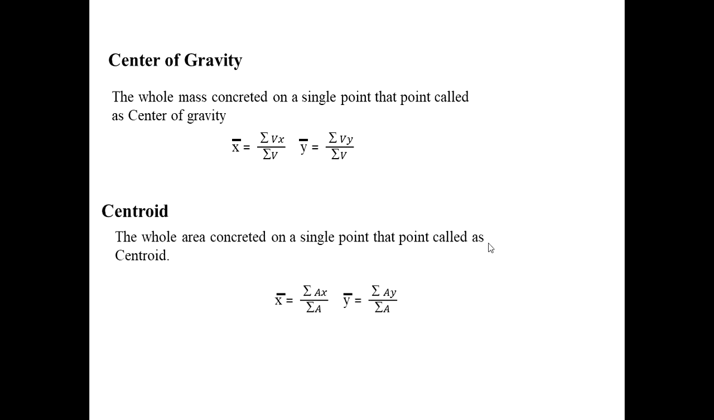Then centroid, the whole area concentrated on a single point, that point called as centroid. And how to calculate the centroid for any figure is x bar is equal to summation ax upon summation a, and y bar is equal to summation ay upon summation a. The basic difference between center of gravity and centroid is CG deals with masses and centroid deals with area.